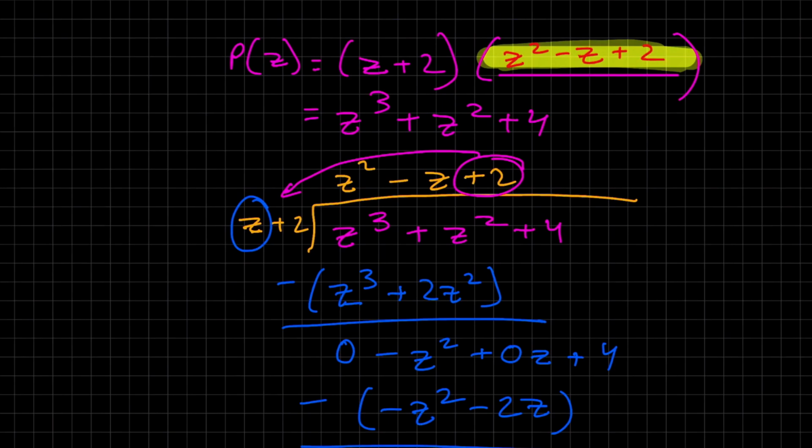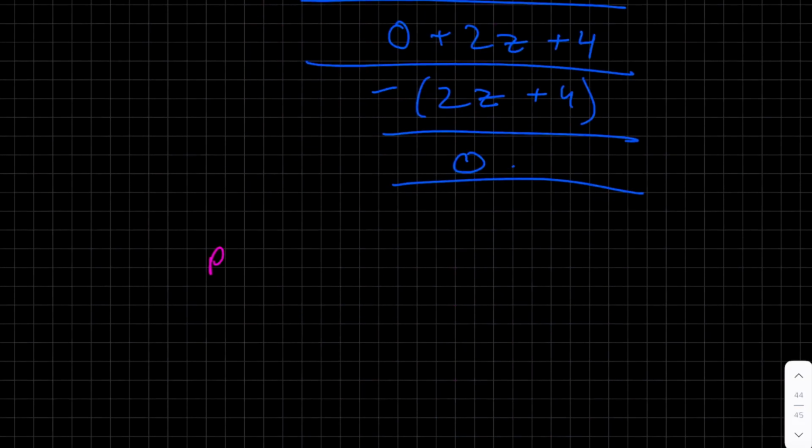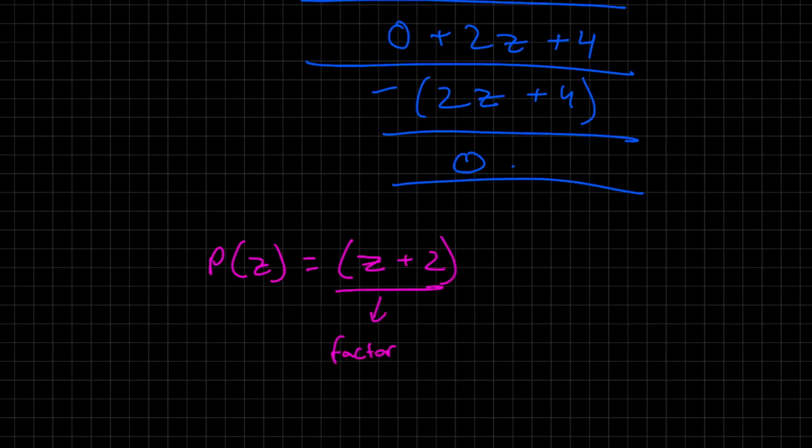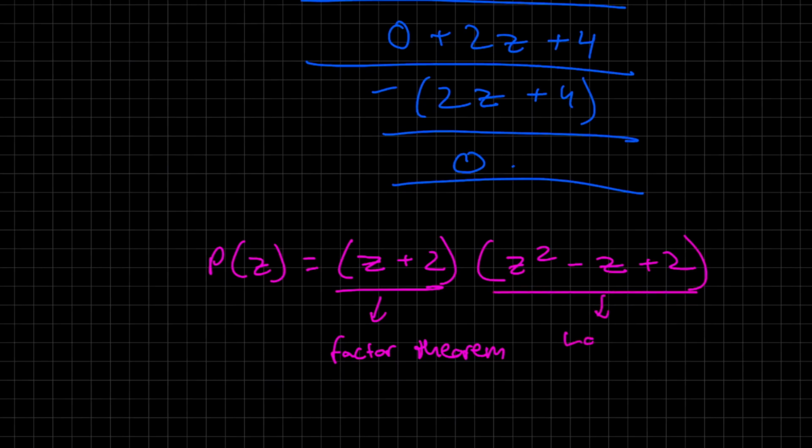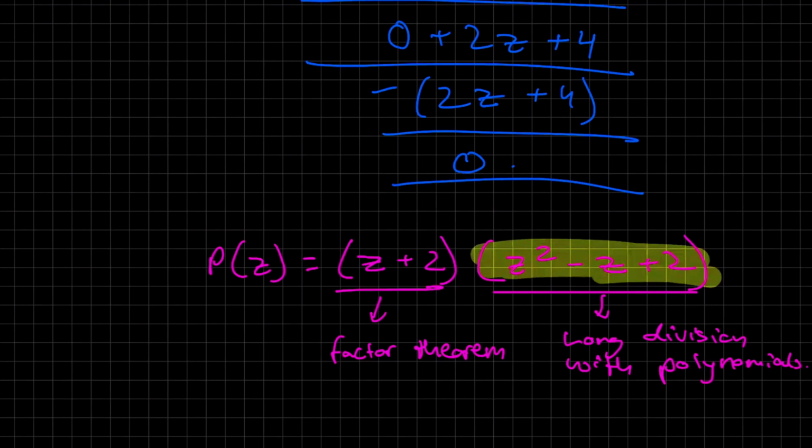Okay, so we can rewrite our p of z as being equal to the first factor that we determined, being z plus 2. So we determined this using the factor theorem, times the quadratic z squared minus z plus 2 that we determined using long division with polynomials. Now all that we have to do is factorize this quadratic.